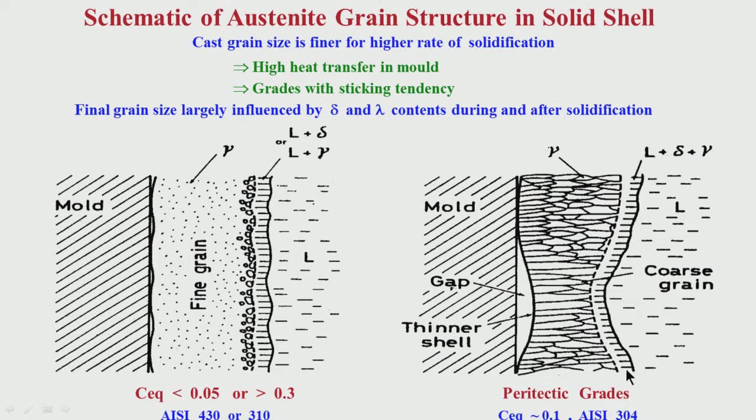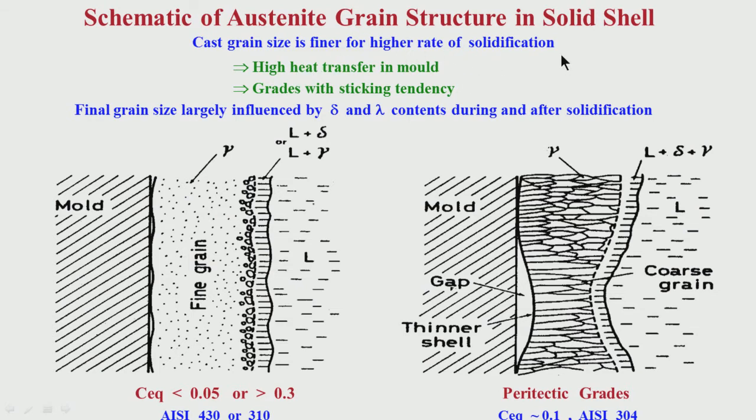But for the so called peritectic grades, that means chemistry near the start of the peritectic chemistry, that means around 0.1 carbon, or around 0.55 nickel equivalent by chromium equivalent for stainless steels, you have depressions. Because of that there is a gap formation, we call it hot spot formation. Because of that heat transfer is affected, becomes low, and we have coarse grain structure. So, cast grain is finer for a higher rate of solidification. If you have a higher rate of solidification, cast grain will be finer.